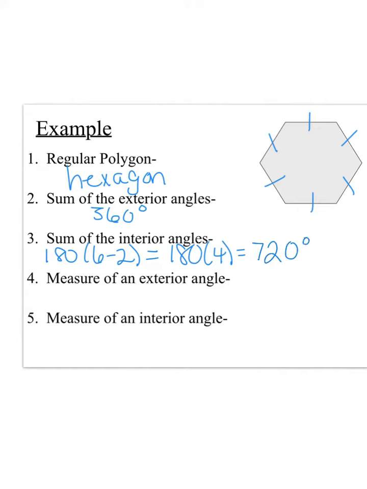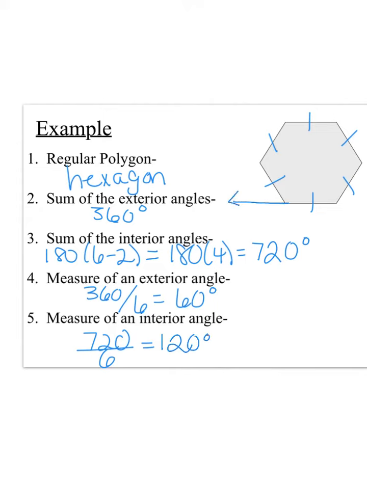The measure of one exterior angle is 360 divided by 6, which gives us 60 degrees. And the measure of one interior angle, we take 720, divide that by 6, and get 120 degrees. So that means one exterior angle is 60 degrees. As you can see, this is an acute angle, and the measure of one interior angle is 120. The sum of 60 and 120 gives us 180 degrees, which makes sense because they are adjacent angles on a line, so it's a linear pair.